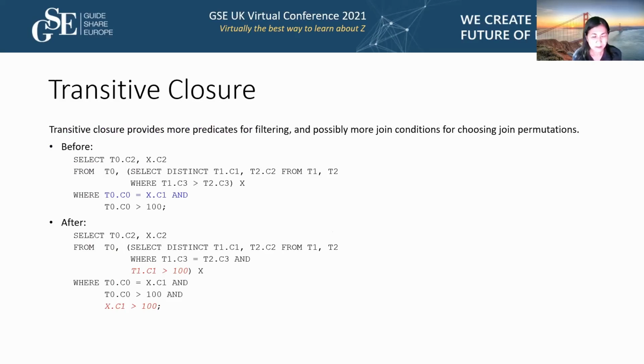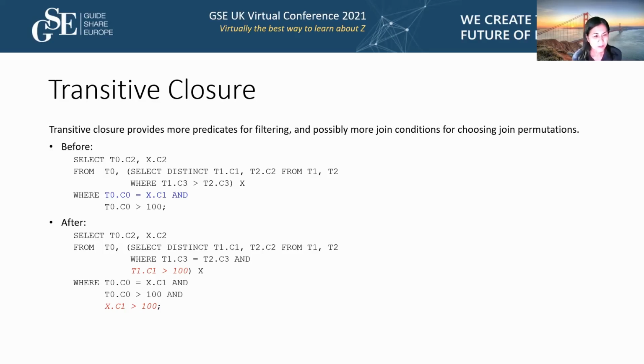The next topic of predicate transformation is transitive closure predicate. The purpose of transitive closure predicate is to generate additional predicates. These predicates allow us to have more choices, more join condition choices. These more join conditions will allow us to choose maybe a better join permutation, a better access path.